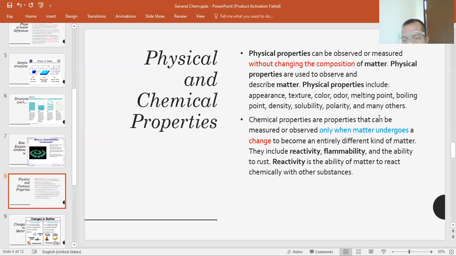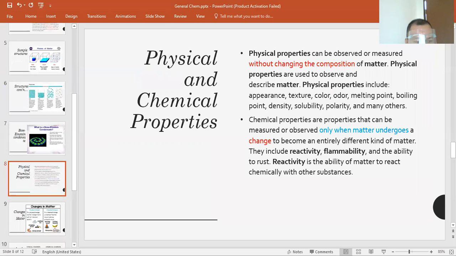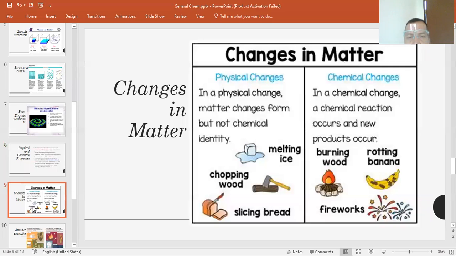Chemical properties are properties that can be measured or observed only when matter undergoes a change to become an entirely different kind of matter. They include reactivity, flammability, and the ability to rust. Reactivity is the ability of matter to react chemically with other substances. Examples: chopping wood, slicing bread, and melting ice are physical. Burning wood, rotting banana, and firecrackers or fireworks are chemical.